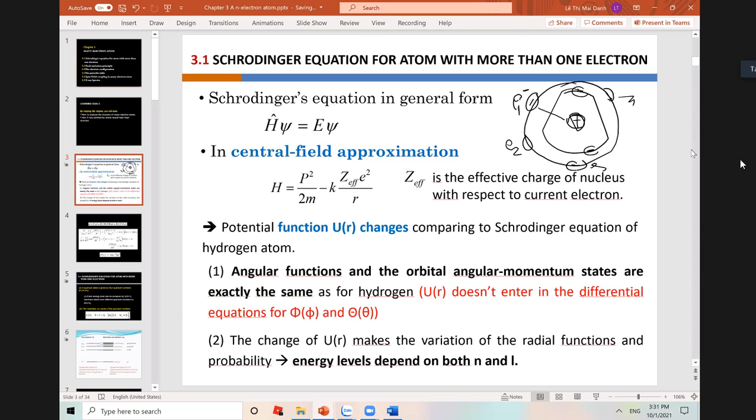So in the central field approximation, you will have a Hamiltonian containing two parts. The first part is the kinetic part, and the second part is the potential. And here, you have the potential approximately equal to k Z effective e squared divided by r. In hydrogen, you only have the potential k e squared divided by r.